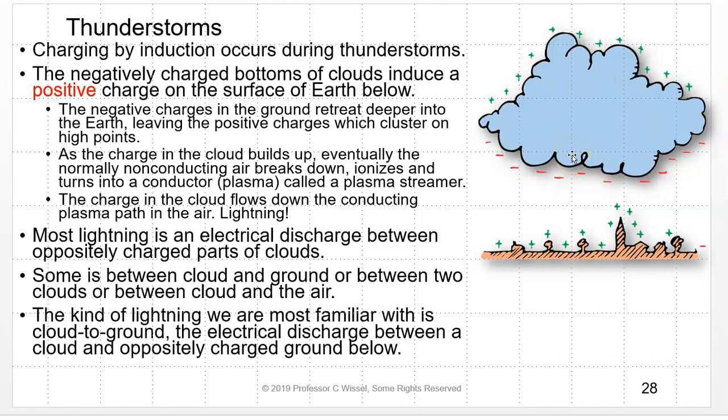Some is between cloud and ground. That's the most dangerous kind, or between two different clouds. Or recently we discovered that lightning can also occur between cloud and air. The kind of lightning we are most familiar with is the cloud to ground. That's the electrical discharge between a cloud and the oppositely charged ground below, and that's the most dangerous kind, typically. You don't want to be in this path in here.